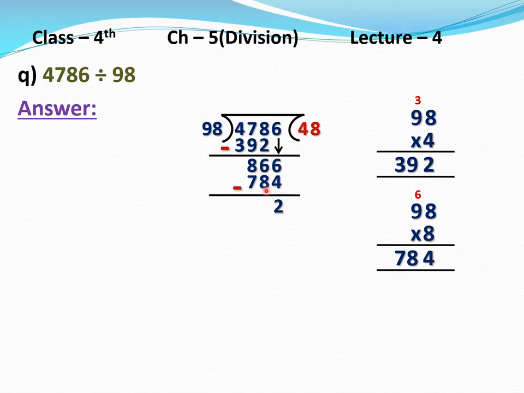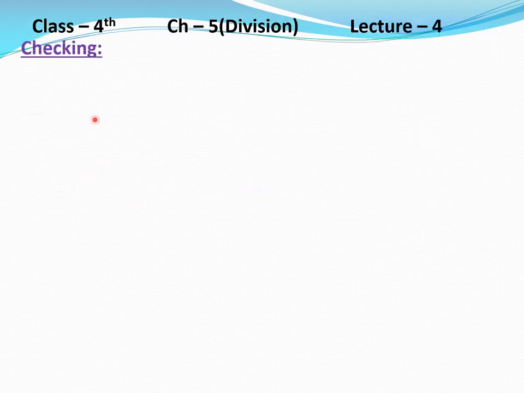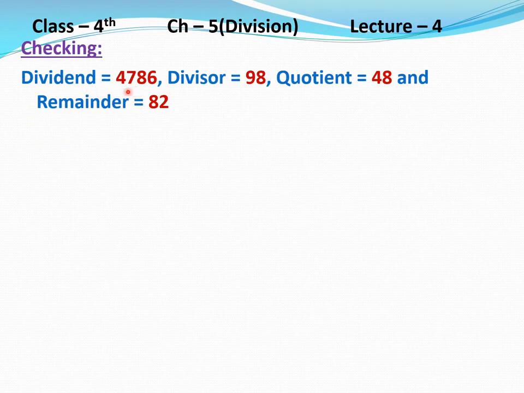6 minus 8, it is not possible, so we will take a borrow from this 8. So this 8 will become 7 and this 6 will become 16. 16 minus 8 is equal to 8, and 7 minus 7, 0. Hence quotient is equal to 48 and remainder is equal to 82. Write down quotient equal to 48 and remainder equal to 82.